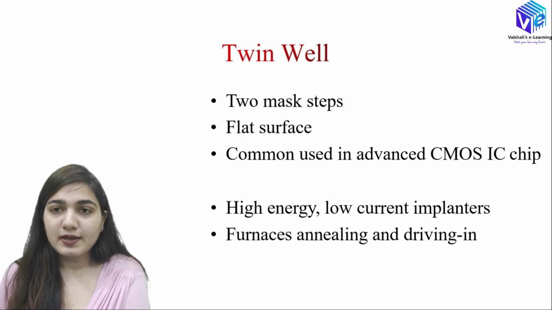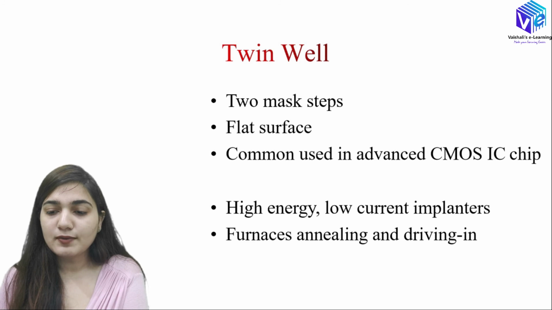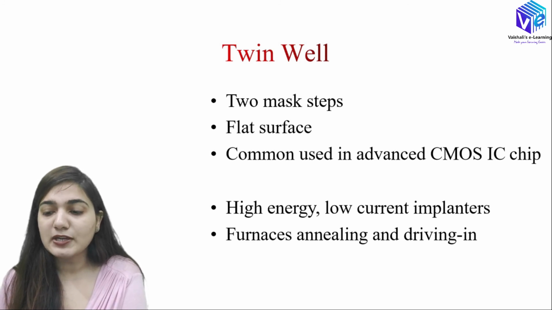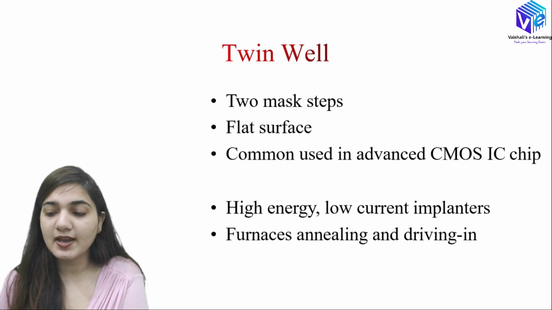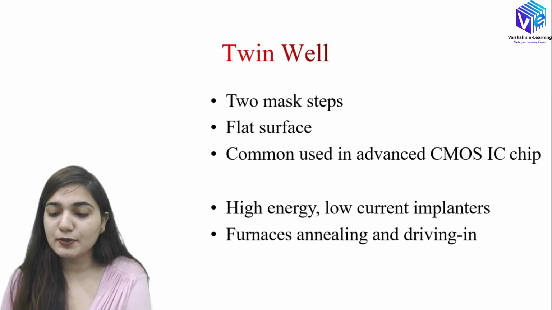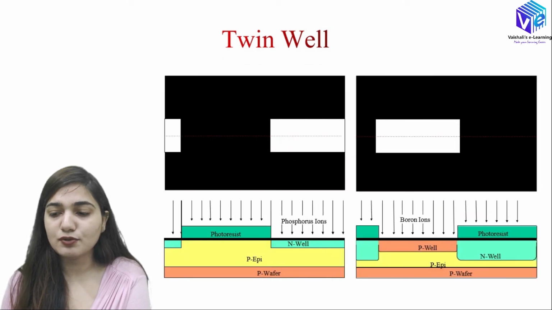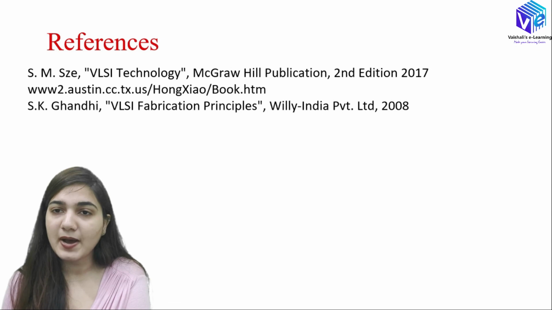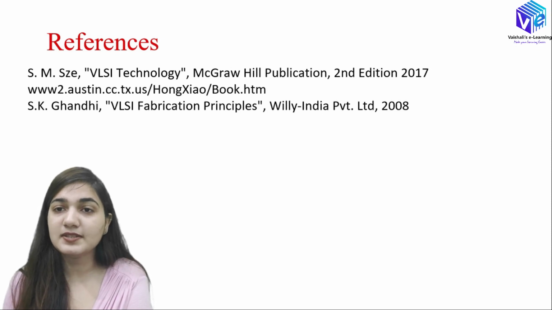Now coming to the twin well process. In the twin well, as I told you, we have two mask steps. We are having a flat surface now. It is commonly used in advanced CMOS IC chips. Here I will be using high energy and low current implanters. After that we will be using the furnace annealing and the drive-in. So you can see in the twin well process I will be having two masks. Here we will be using one mask for the N well, and the second mask for the P well. So here I am not saving a masking layer. So this is the difference between the self-aligned twin well process and the twin well process.